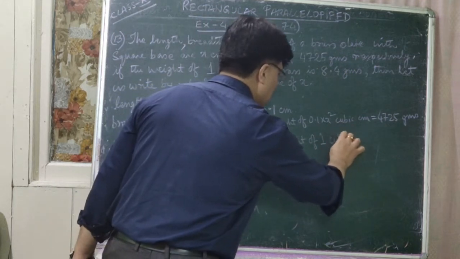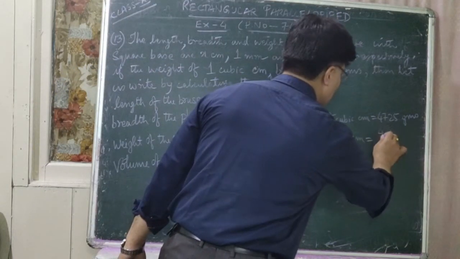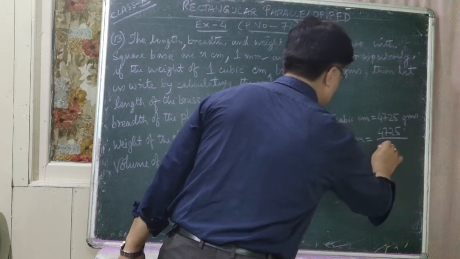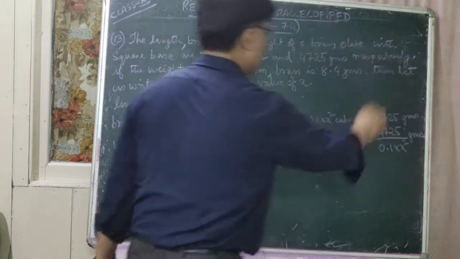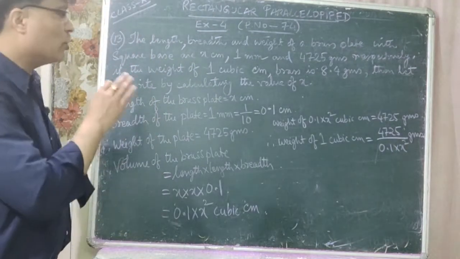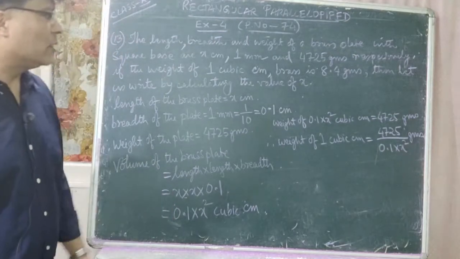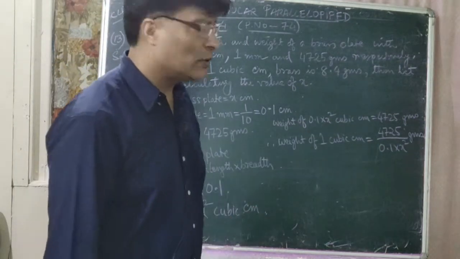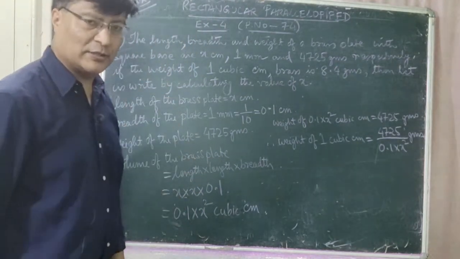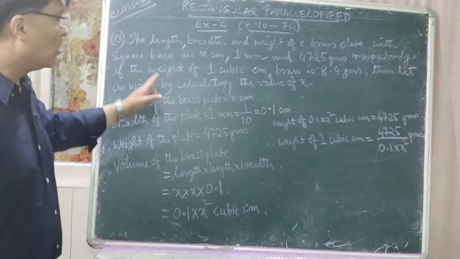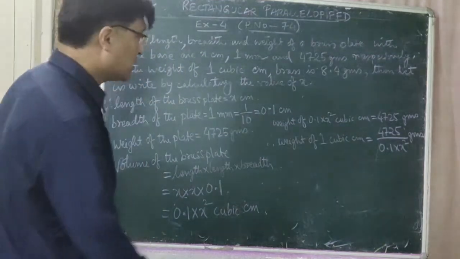of 1 cubic centimeter is equal to, how much is it now? It is 4725 divided by 0.1 into x square grams. Is that clear to all of you? So just now we found out the weight of 1 cubic centimeter, which is 4725 whole divided by 0.1 into x square grams. Okay, but by the question, what is the weight of 1 cubic centimeter brass? It is 8.4 grams.